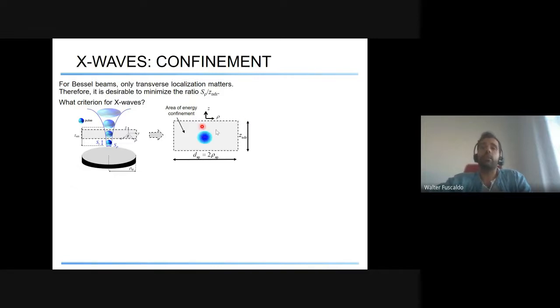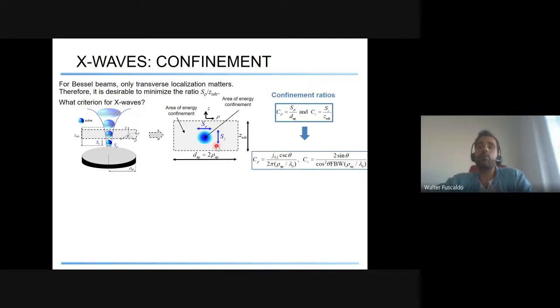So basically, the main energy of our pulse will be measured with respect to the non-diffractive range for the longitudinal size and with respect to the aperture diameter for the radial size. Basically, we have these two confinement ratios: one for the transverse size, that is the ratio between the radial spot size and the aperture diameter, and the longitudinal confinement, that is the ratio between the longitudinal spot size and the non-diffractive range.